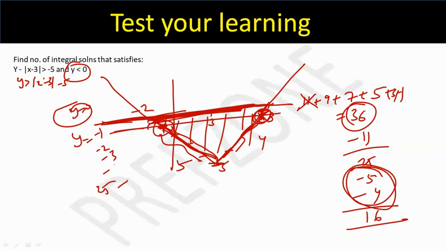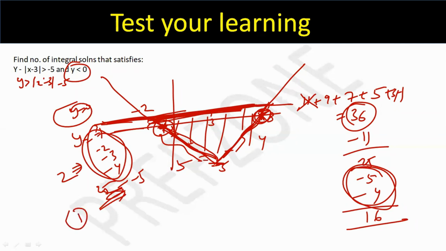Similarly, minus 2, minus 3, minus 4, and minus 5. We will have 2 points at each of these 4 values, and at y equals minus 5, we'll just have 1 point, which is this minima. So this will be 2 into 4 plus 1 equals 9 points.